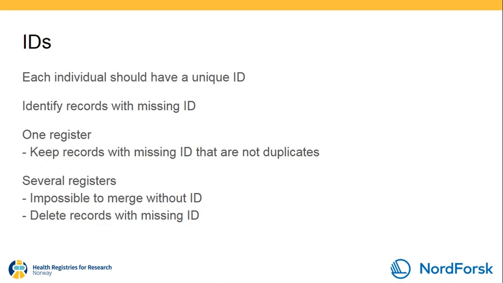If we are only dealing with one register, then we should keep records with missing IDs that are not duplicates, right? Because they're just another record. If we have several registers that we need to merge, then we have to have the ID. So by necessity, we very often or mostly end up deleting records with missing ID.